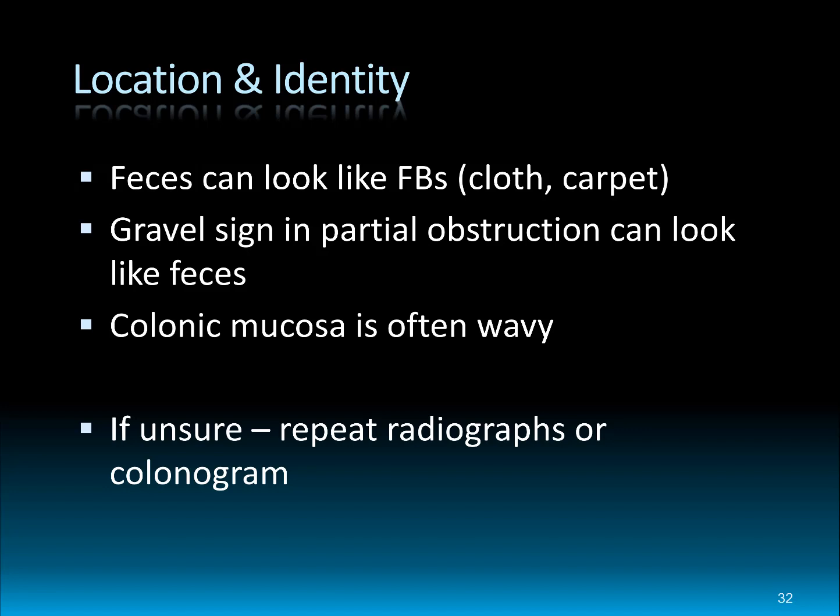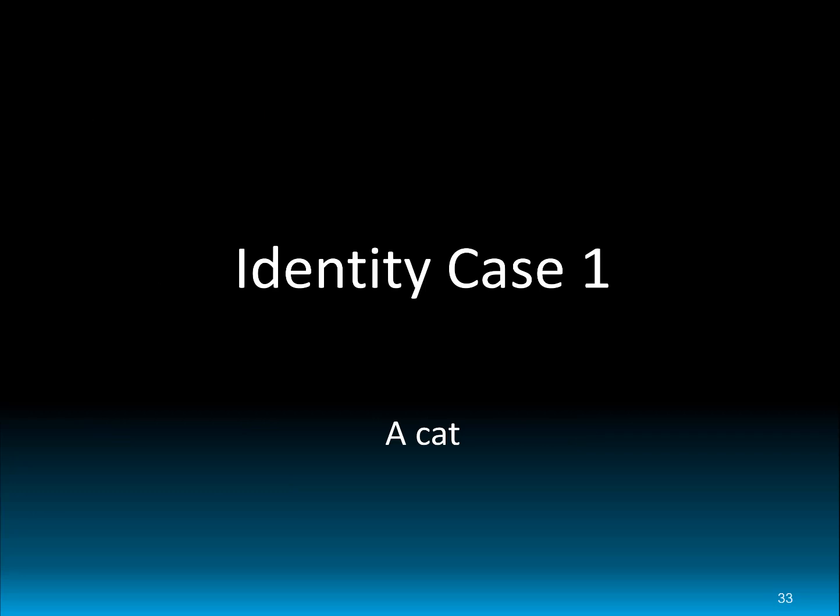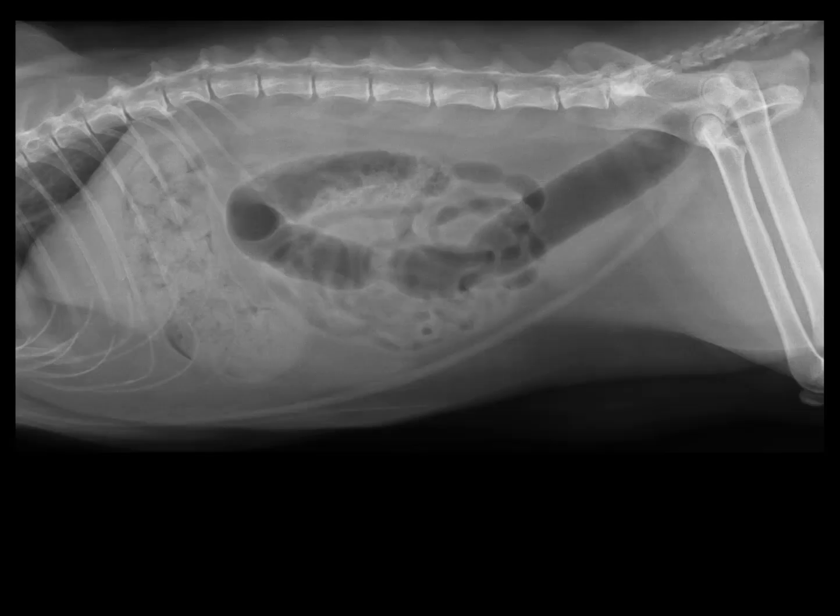So the heterogeneous stuff that you may see in the lumen may or may not be helpful in determining what a segment is. If you can't figure it out on the survey radiographs, you can always repeat radiographs, get other views, do a colonogram, again, to identify who's large intestine, and then by exclusion, figure out who the small intestine is. So here we have a cat, figuring out who's who.